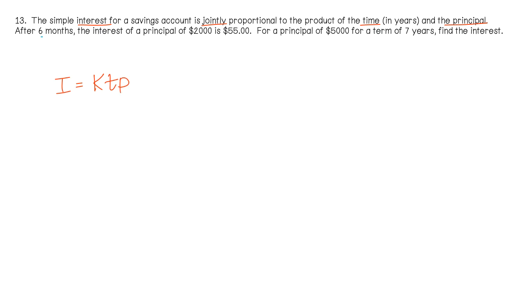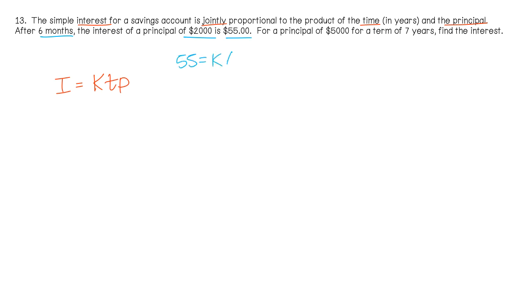Next, most information, 6 months, 2,055. Now, after 6 months, if I think about 6 months in terms of years like the problem asks, I need to remember that actually 6 months is 1/2 of a year. Also, that sentence is a little wordy, so let's make sure we reread it and make sure we know what it's saying. It says, after 6 months, the interest of a principal of 2,000 is 55. So the interest is 55 and the principal is the 2,000.